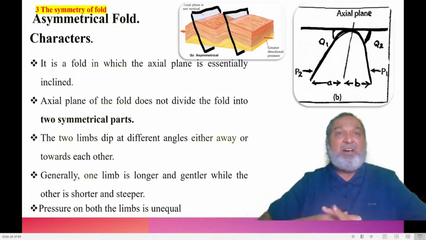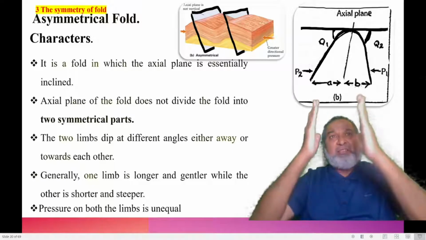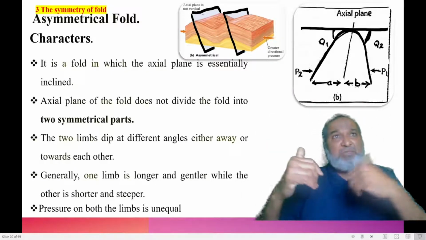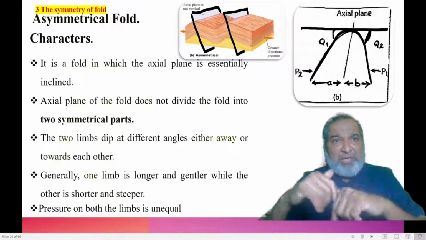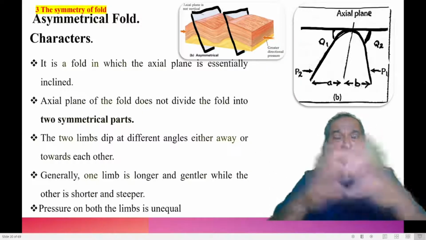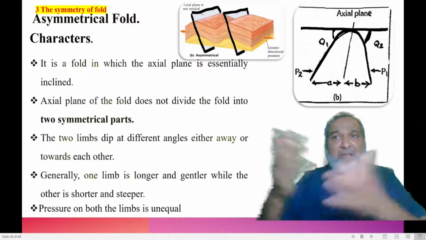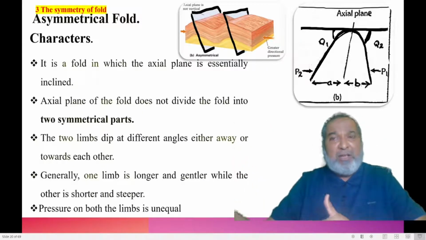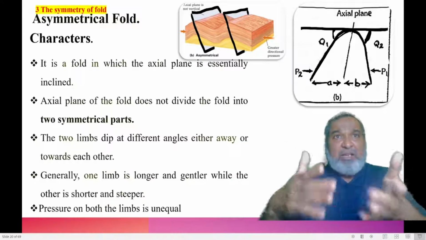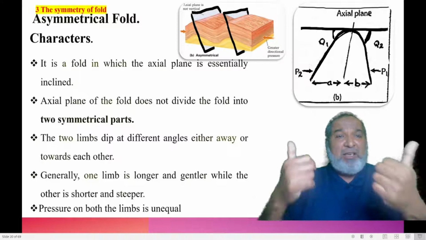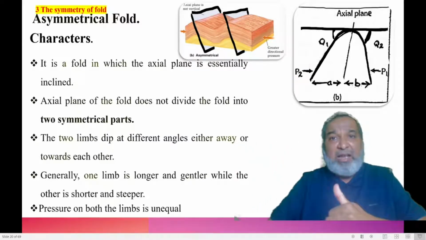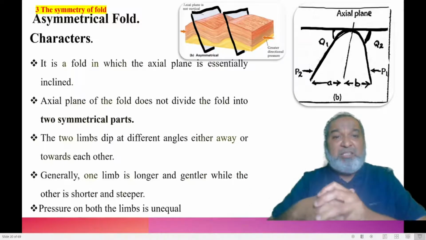The next one is the asymmetrical fold. It means the axial plane is inclined, not vertical. The limbs on both sides are dipping with different angles. For example, limb 1 may be dipping at 30 degrees, whereas limb 2 may be dipping at 40 degrees, so the angle differs. It may be an anticline or a syncline, and then it is called an asymmetrical anticline fold or an asymmetrical syncline fold.